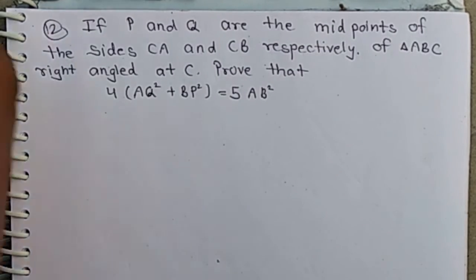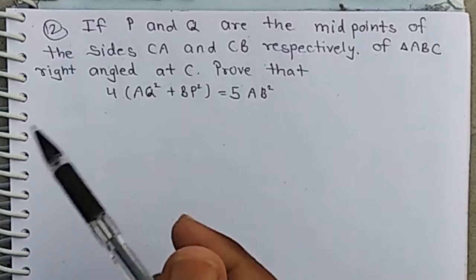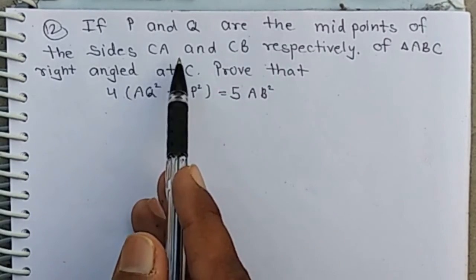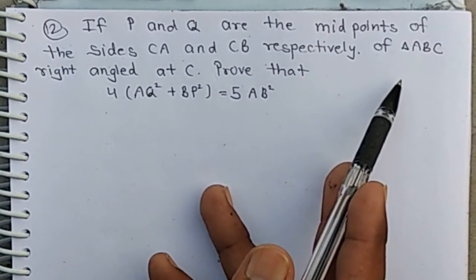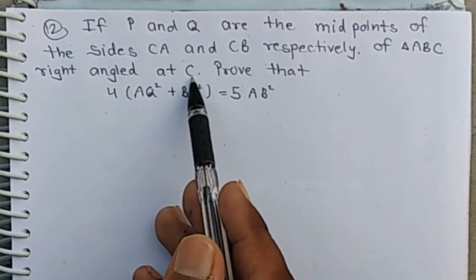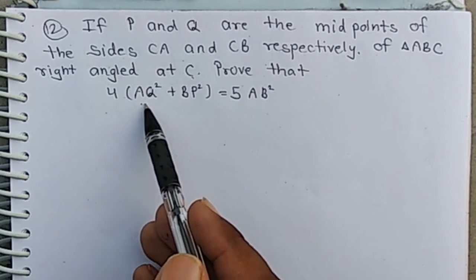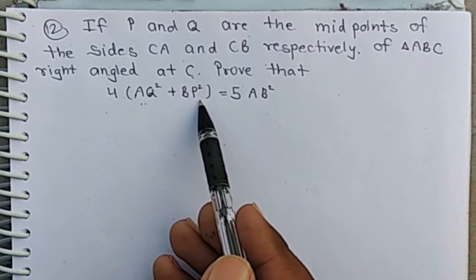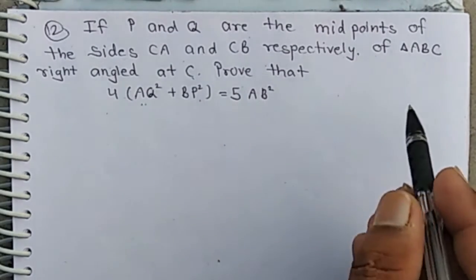Now it is question number 12. If P and Q are the midpoints of the sides CA and CB respectively of triangle ABC, right angle at C, prove that 4 into AQ square plus BP square equals 5AB square.